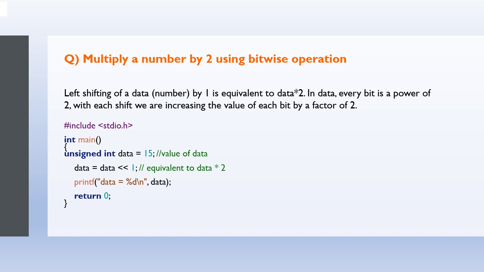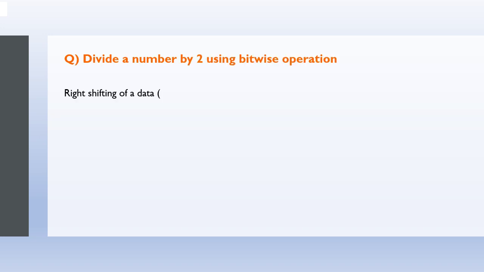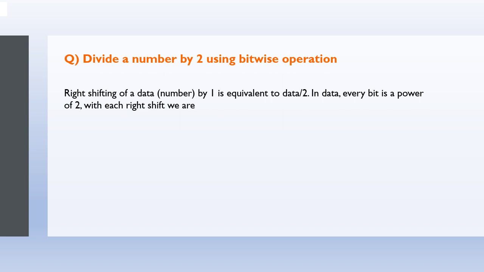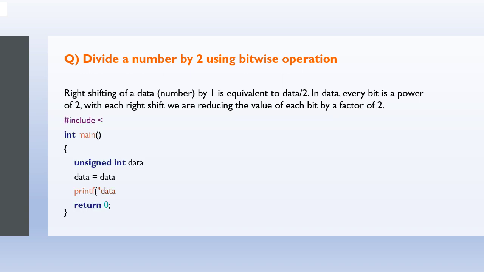So dividing by 2 is something like right shifting. Divide a number by 2 using a bitwise operator. Earlier we saw multiplication by left shifting, right? Obviously, right shifting will be equivalent to dividing the data by 2. In data every bit is a power of 2, right? With each right shift we are reducing the value of each bit by a factor of 2. So here it is also very simple. Writing a program is very simple. Data equal to data right shift by 1, which is equivalent to dividing by 2. Just print it.